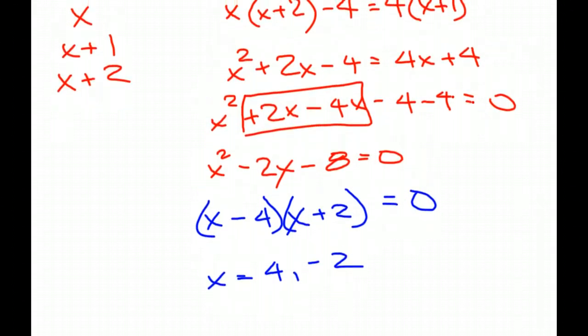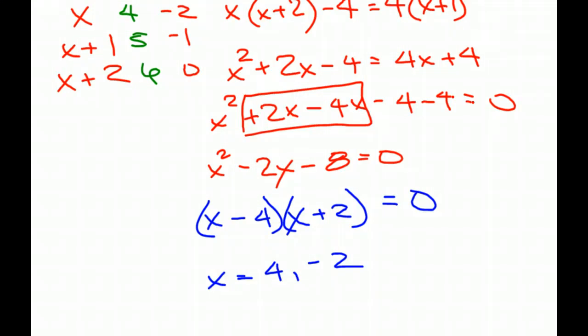What I'm looking for is 3 consecutive integers. It doesn't say they're even, odd, positive, or negative, so we get to do whatever we want. You have to use some sense to figure out which numbers actually work. If x is 4, my next numbers are 5 and 6. If x is negative 2, the next numbers are negative 1 and 0. So I have 2 sets of answers: 4, 5, 6 and negative 2, negative 1, 0.